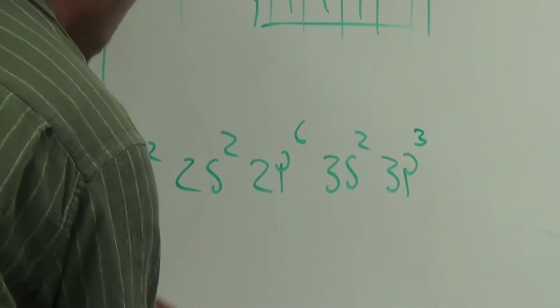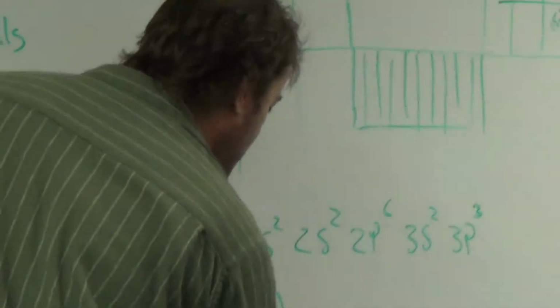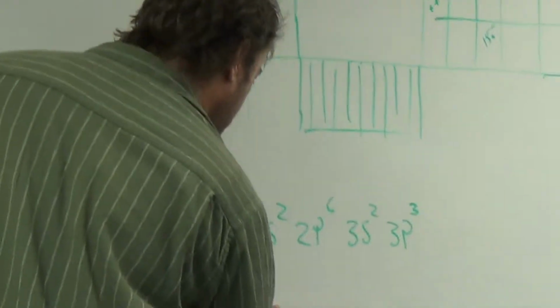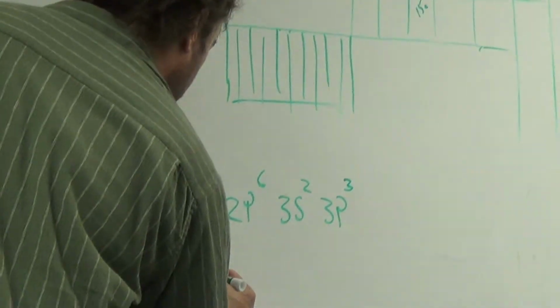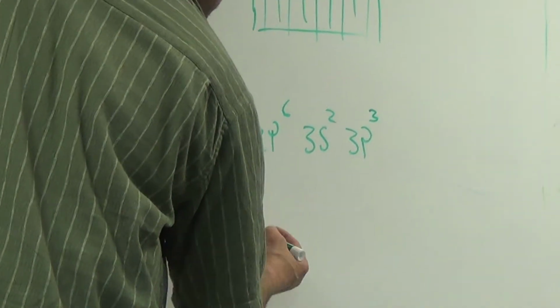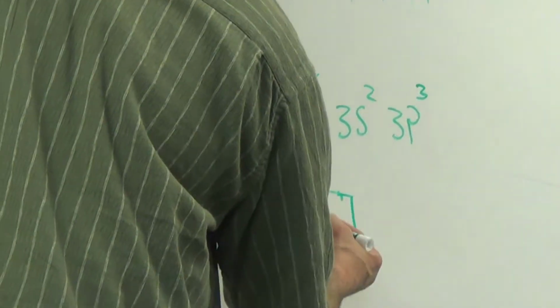You could also draw the 1s box, stick your 2 electrons in it. 2s box, stick your 2 electrons in it. All the way down.